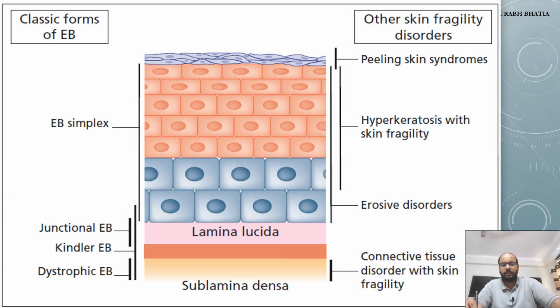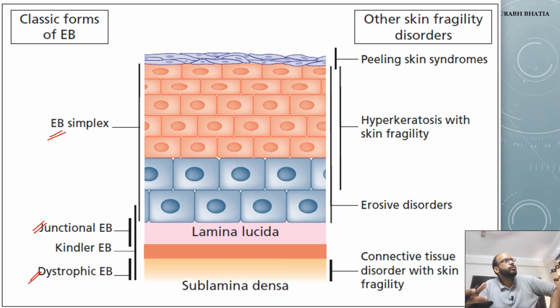This diagram, the last you have seen this diagram was in the lecture series on epidermolysis bullosa, and this is just to show you the level of splits. In EB simplex, it is majorly the entire epidermis, anywhere the split can happen. In junctional EB, it happens at the level of lamina lucida. In dystrophic EB, it happens at the level of lamina densa and sublamina densa, below the lamina densa.